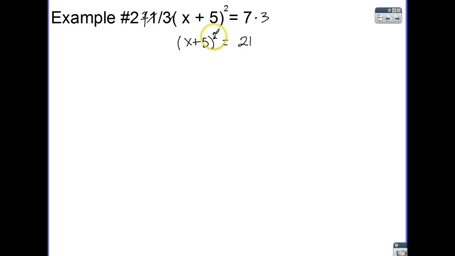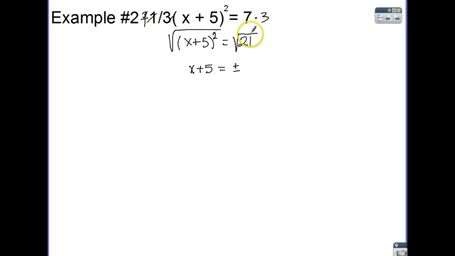So I've got whatever's being squared by itself. I want to get rid of the square so I can get into the x plus 5, and to do that I simply take the square root of both sides. Taking the square root of both sides, the square root and square cancel. I get x plus 5 equals, don't forget the plus or minus, the square root of 21.